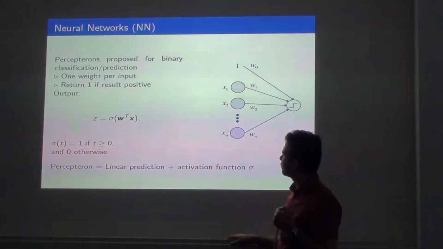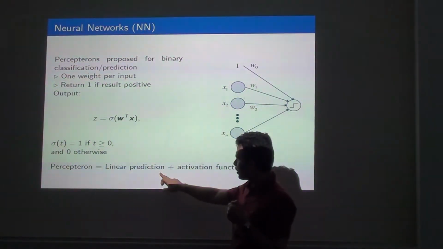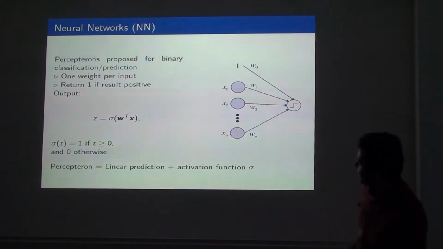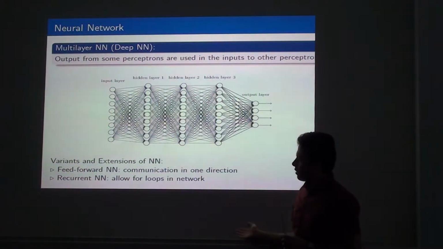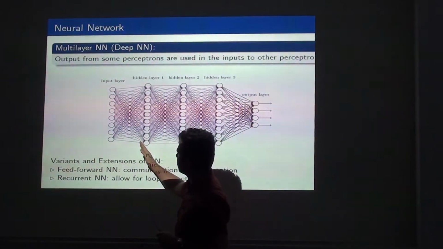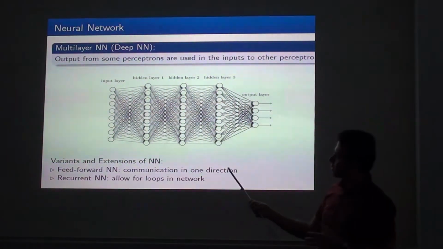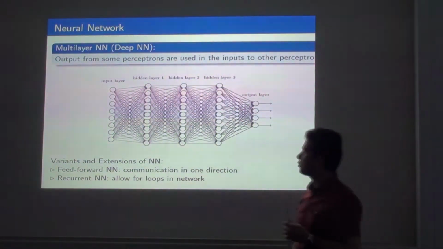So the perceptron, I guess one of the first for neural networks, is a linear prediction plus some activation function. For classification, it has to be this activation function. Then you can extend that idea to have more and more. So here you have one perceptron layer, another one, another one, another one. This is called a multi-layer neural network or deep neural network.